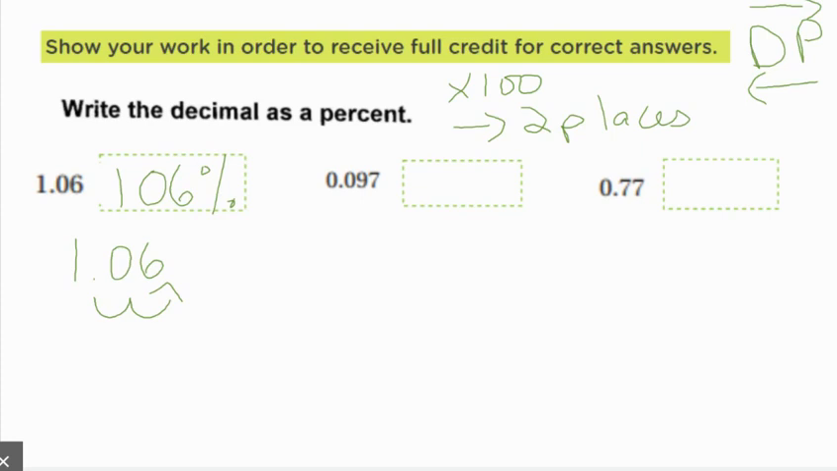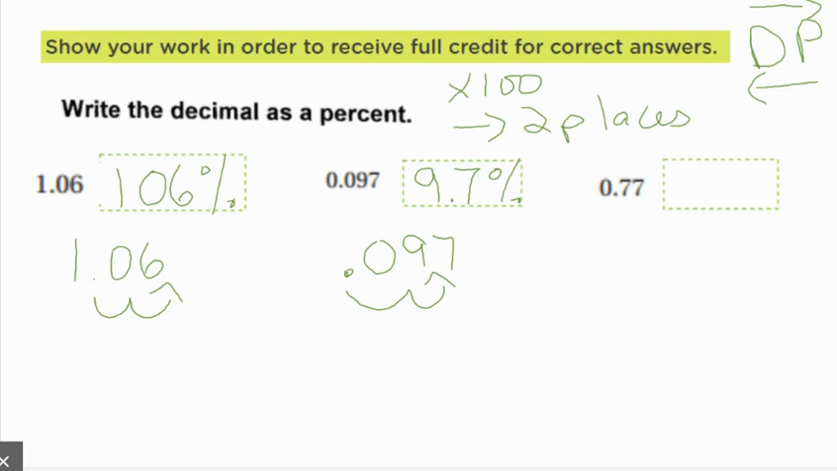You're going to move the decimal to the, so I apologize. For 97 thousandths, you're going to rewrite it, and you're going to move the decimal 2 places to the right. And your answer is 97/10%.